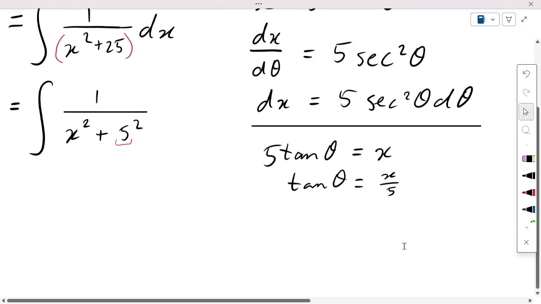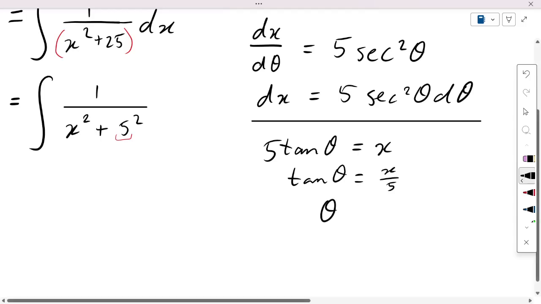And in order for us to get theta on its own, we're going to arc tan on the other side. So it's going to be theta is equal to arc tan of x over 5. And there we go. Now we've got our theta.